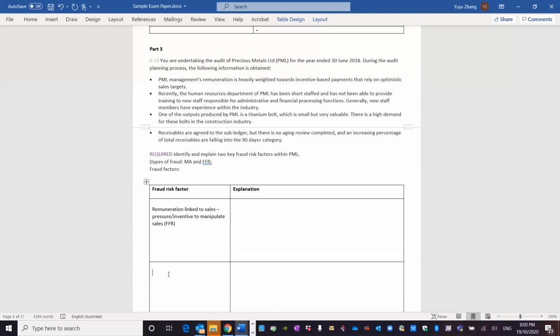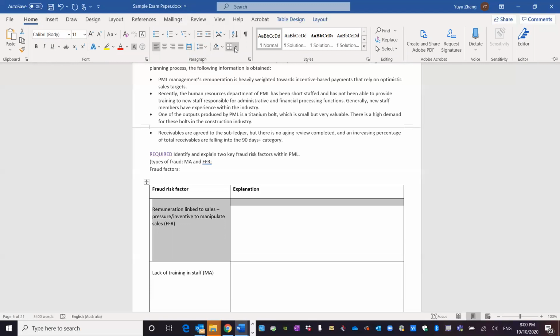Lack of training in accounting stuff. So that could be linked to misappropriation of assets. So actually in this question, I think the factor and explanation should come together. Okay, so in your answer, I don't really mind. As long as your explanation is there, I don't mind if you put it in this box or in other box. However, the risk factor should be identified, and also you should have explanation somewhere in this question. Okay.